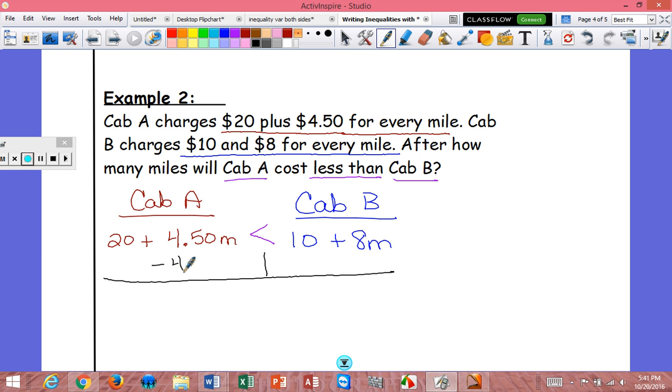So I'm going to subtract 4.50M from each side. I'm going to carry down the symbol. This is a zero pair, but I'm left with 20. I'm going to carry down the 10, and then 8M minus 4.50M would be 3.50M.